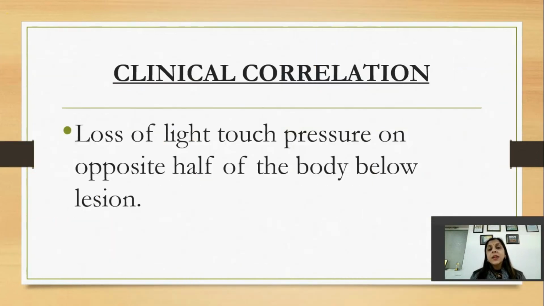Now, what are the clinical aspects? If there is a lesion at that level, there is a loss of light touch and pressure on the opposite half of the body. Why the opposite half of the body? Because the fibers cross over at the level of the midbrain. That's why the sensation is lost on the opposite half of the body below the level of the lesion.